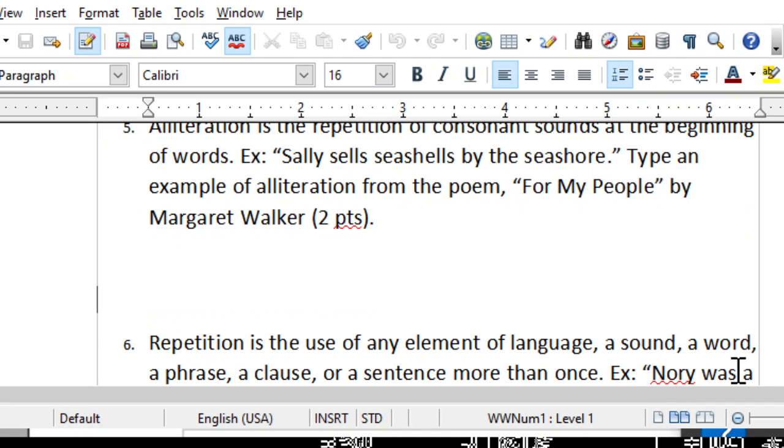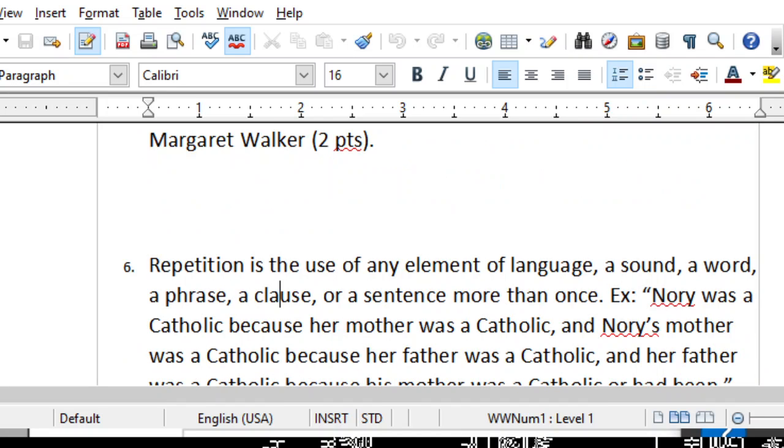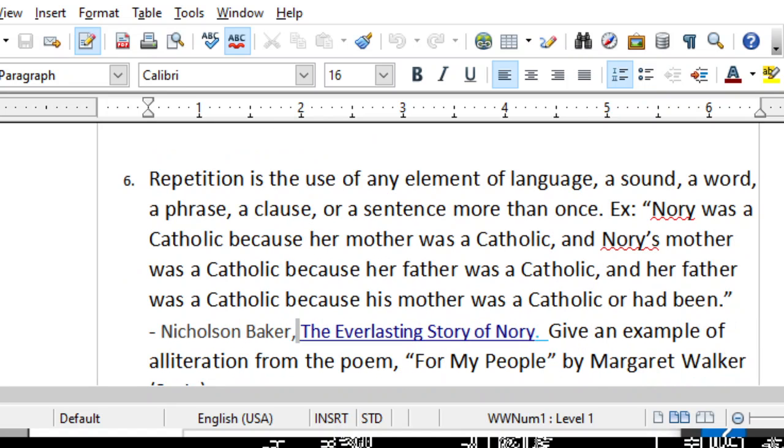In number 6, repetition. She uses repetition. Repetition is a literary device, and repetition is the use of any element of language, a sound, a word, a phrase, a clause, or a sentence more than once. Here is an example. Nori was a Catholic because her mother was a Catholic, and Nori's mother was a Catholic because her father was a Catholic, and her father was a Catholic because his mother was a Catholic or had been.